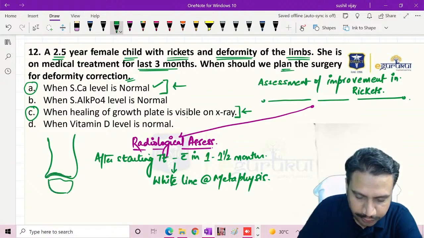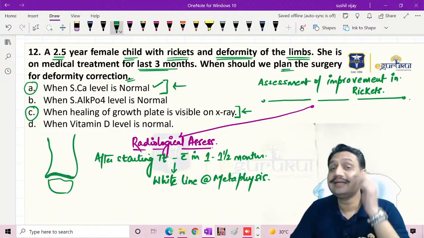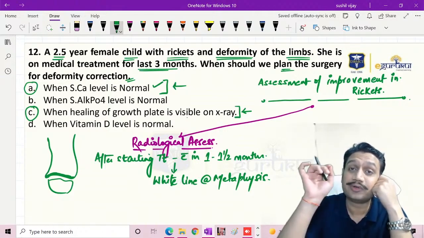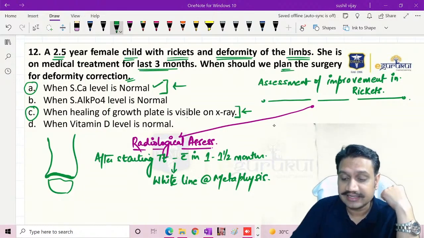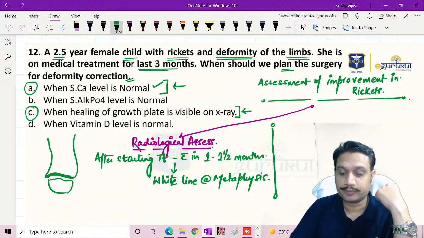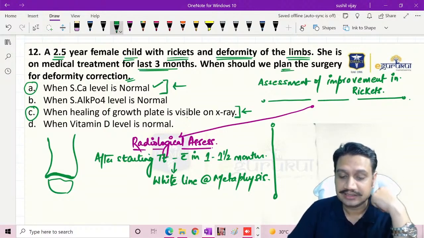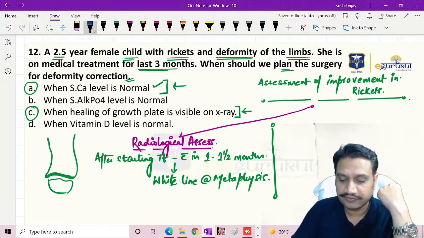This area will be showing you a white line. And what does that white line tell you? The white line tells that the minerals are working. Whatever minerals you are giving as a supplement, they are getting deposited in the child's growth plate. So this is a radiological assessment. But the point is, there is another way of assessing it.